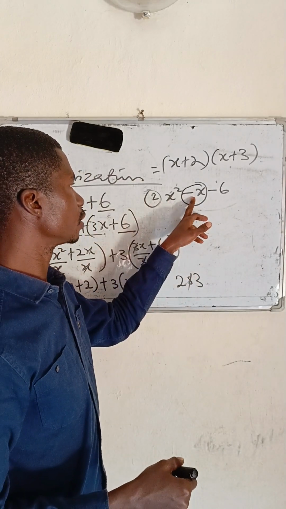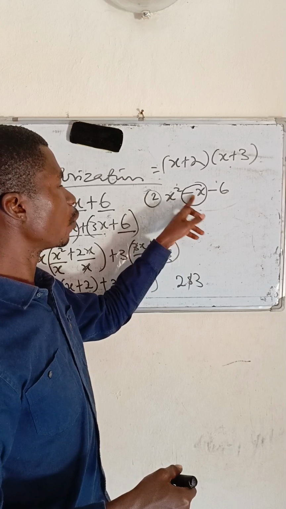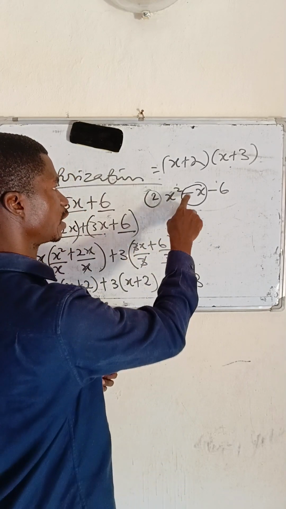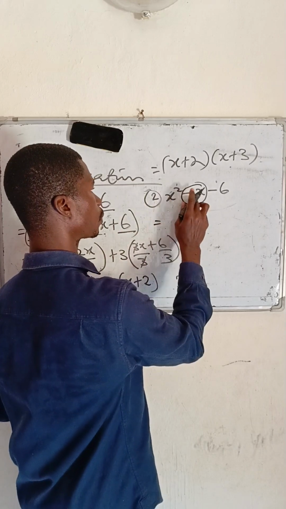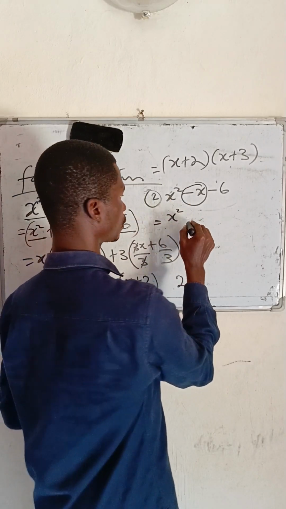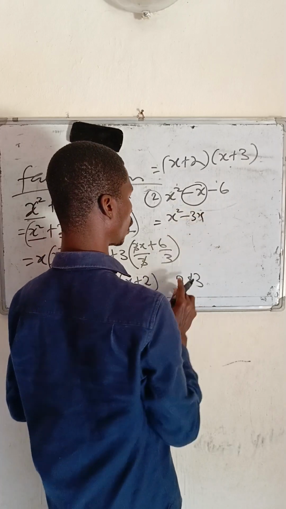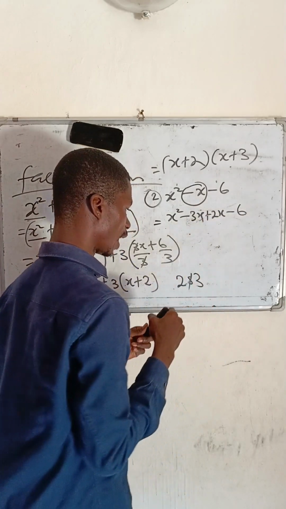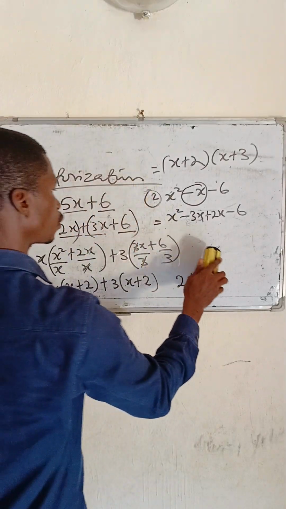So let me solve one with positive and one with negative. So let's start with negative one. So we have, at this point now, I say the highest number will be negative. We have x squared minus 3x, this one will be positive, plus 2x minus 6. Are you seeing it now? So what do we have?